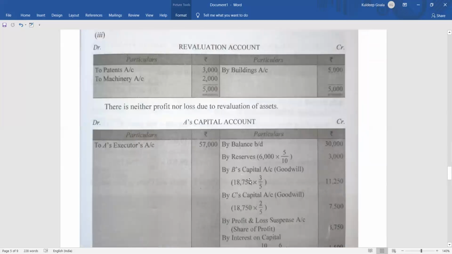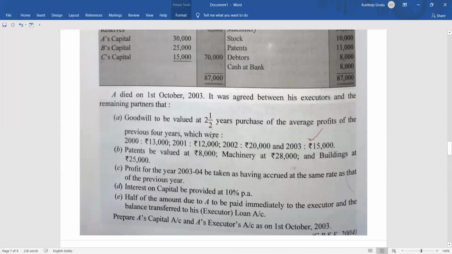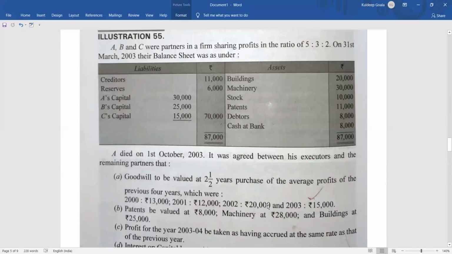So what we will do, the balancing and transfer the balance to the executor first. So after balancing, we can see the amount is 57,000. This 57,000 will be transferred to the executor account. But you should be careful while seeing the balance sheet. In the balance sheet we saw only reserve, but you should check once again before doing the final balancing if anything is left or missed out.